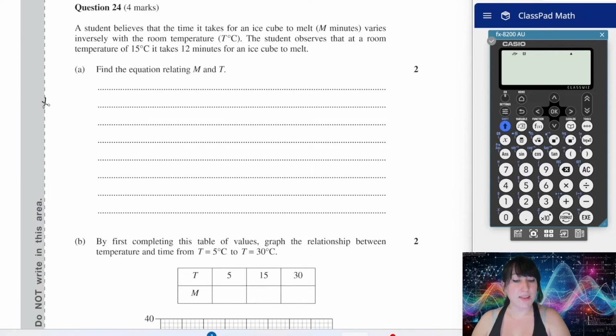Question 24. A student believes that the time it takes for an ice cube to melt, m minutes, varies inversely with the room temperature, T degrees Celsius. The student observes that at a room temperature of 15 degrees Celsius, it takes 12 minutes for an ice cube to melt. Find the equation relating m and T. So it's important to remember that when we have inverse variation, the equation is of the form y equals k over x. In this case, y is going to be m in minutes, and x is going to be the temperature, T.